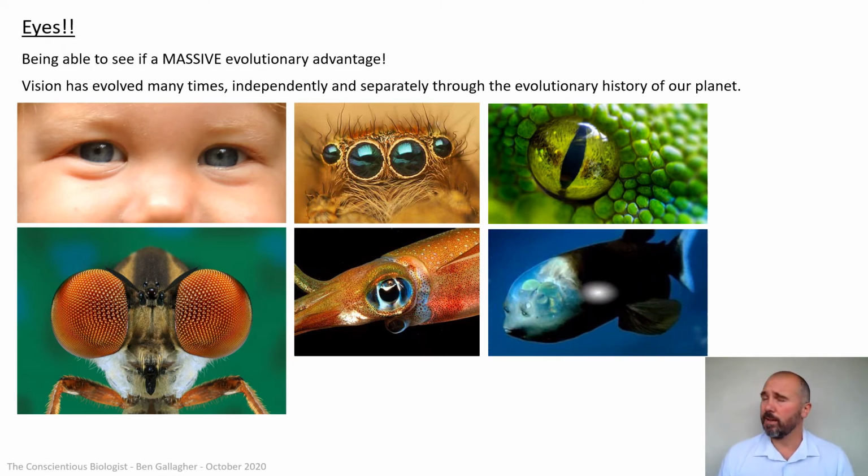Let's look at another really weird evolutionary example now. I love this creature. This is a glasshead fish, only lives in the very deep sea.